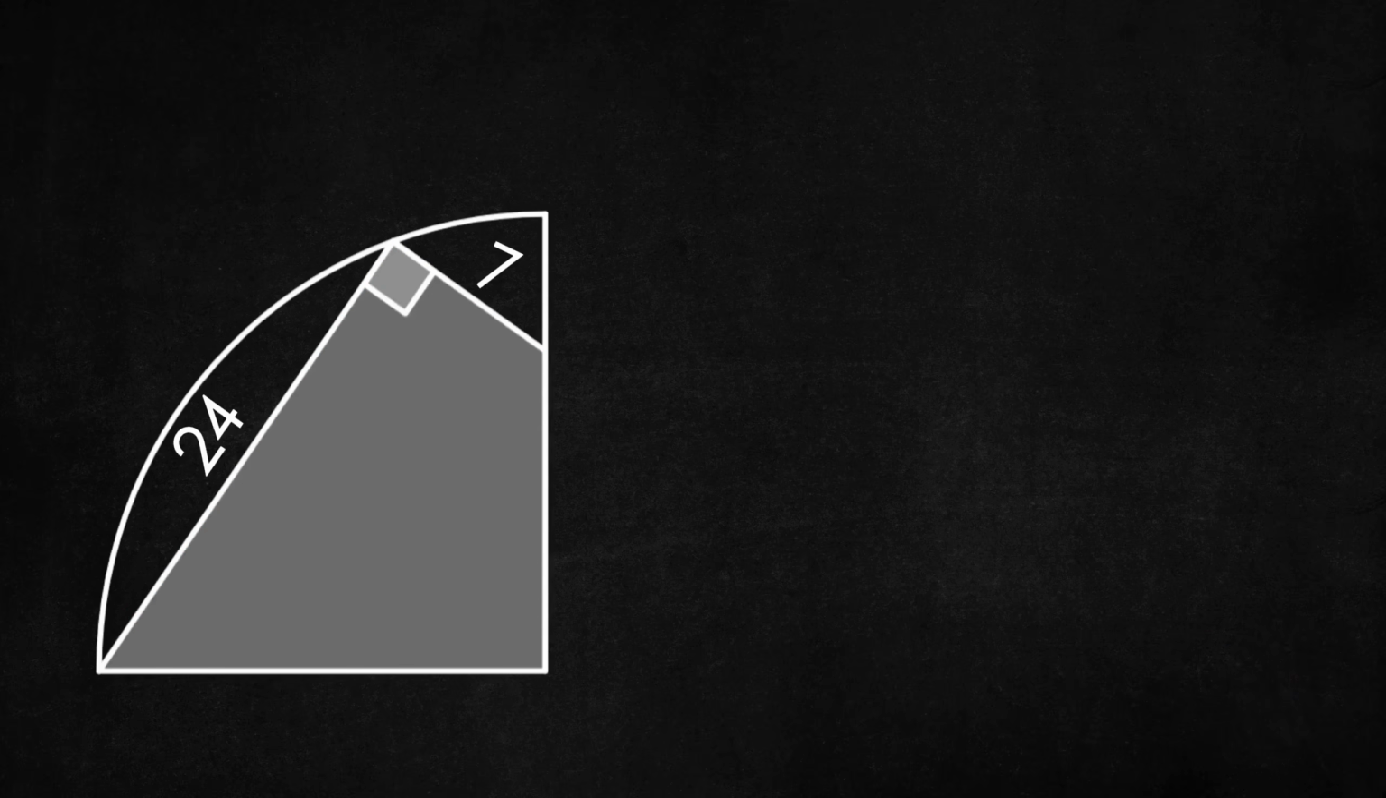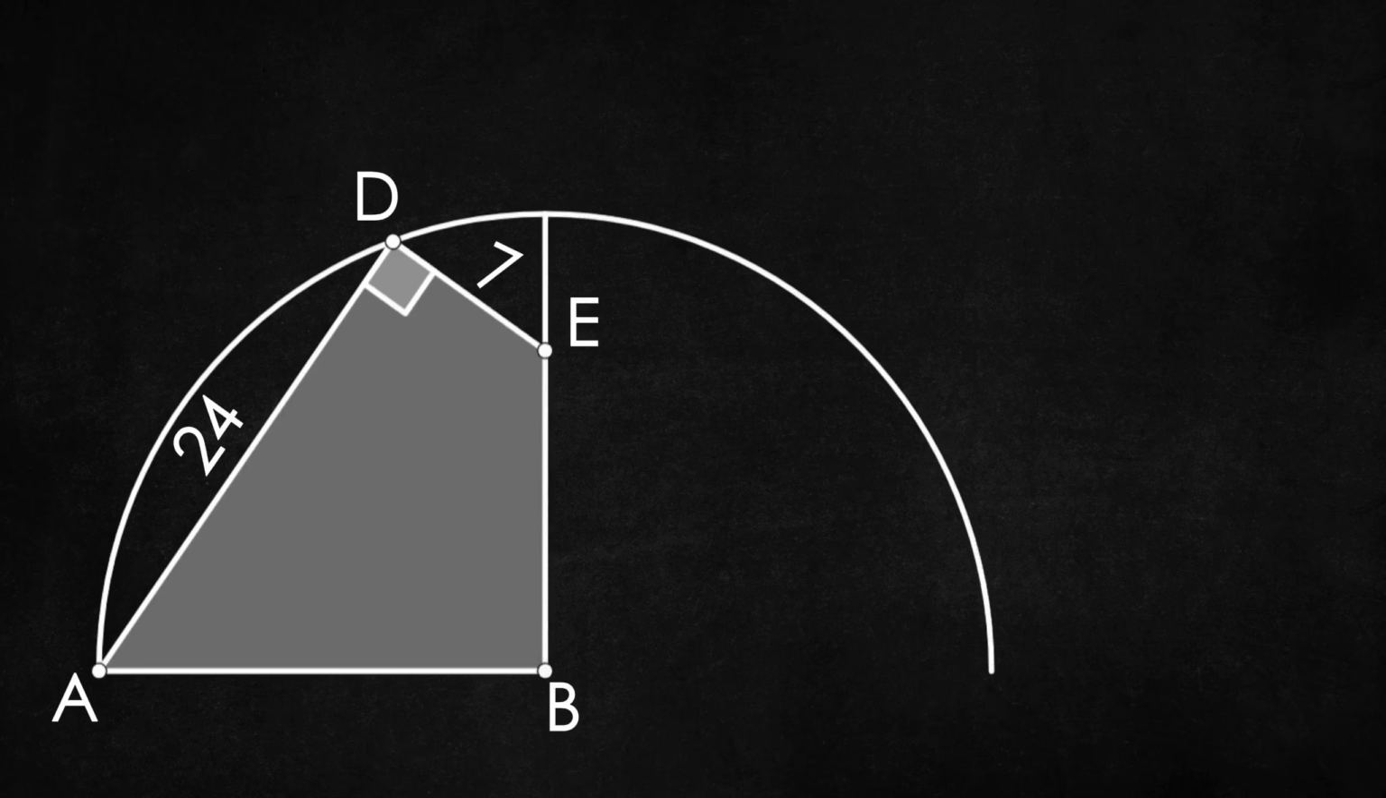The first step is to label the vertices as A, B, D, and E. Then extend the quarter circle arc to form the semicircle as shown. Label this point as C.